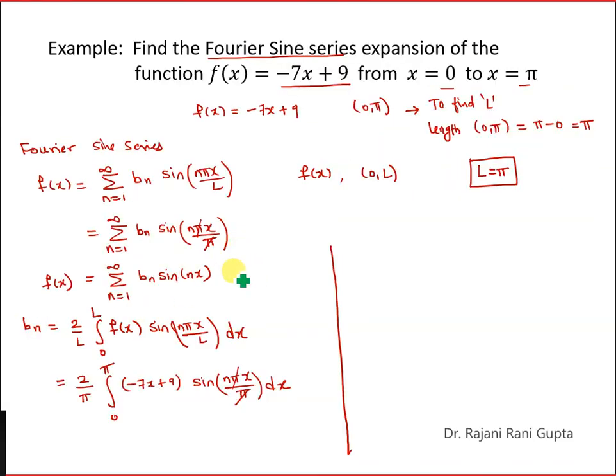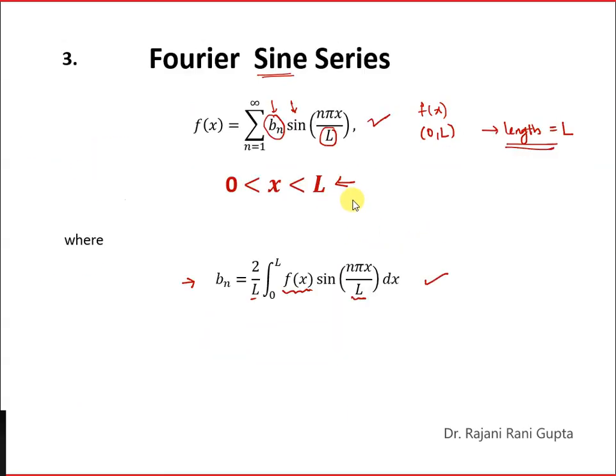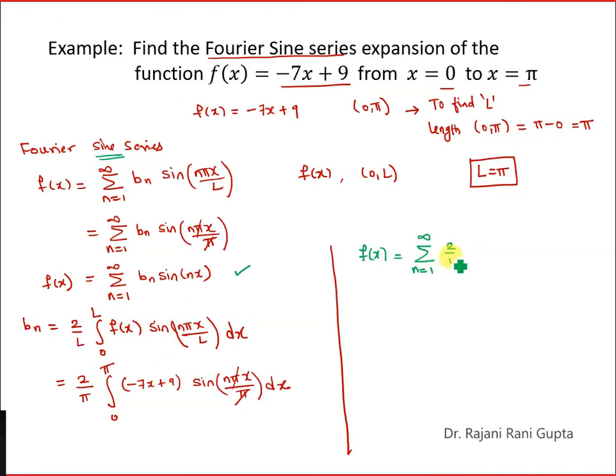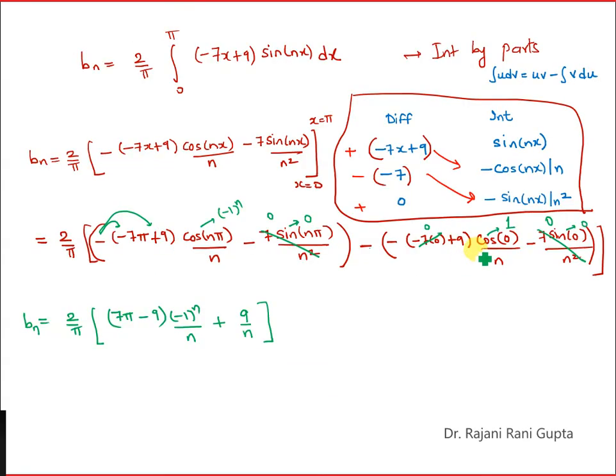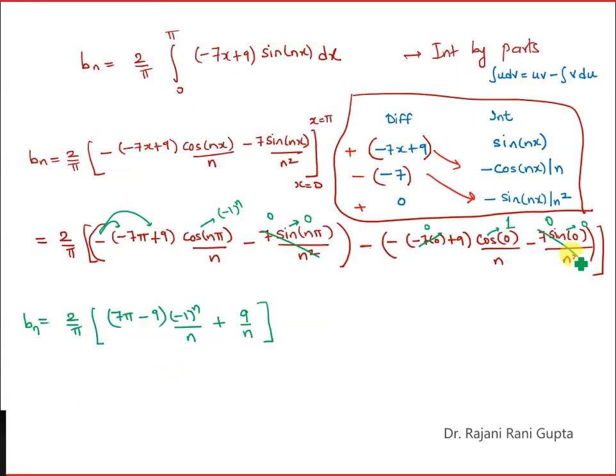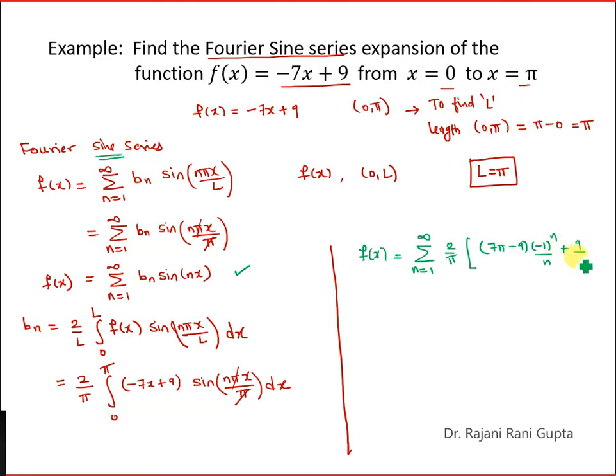Substitute now this value of bn over here. We get the corresponding Fourier sine series. So f(x) is equal to summation n from 1 to infinity of 2 over pi, times ((7 pi minus 9) times (minus 1 to the power n) over n, plus 9 over n) times sine(nx). So this is the Fourier sine series for this function.